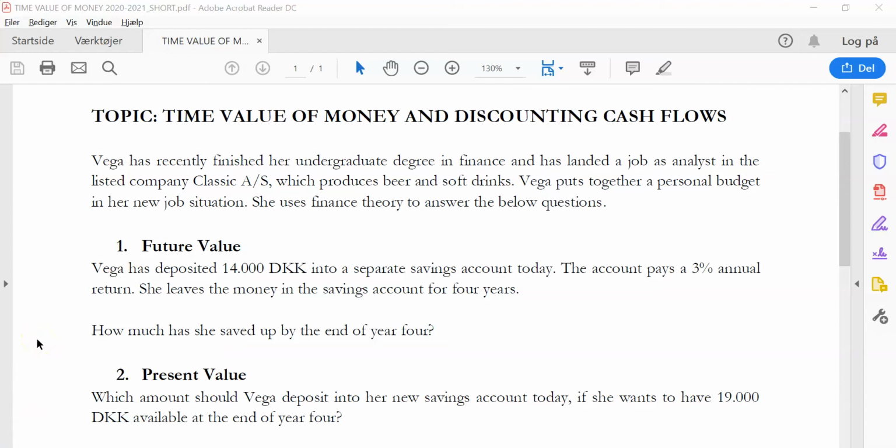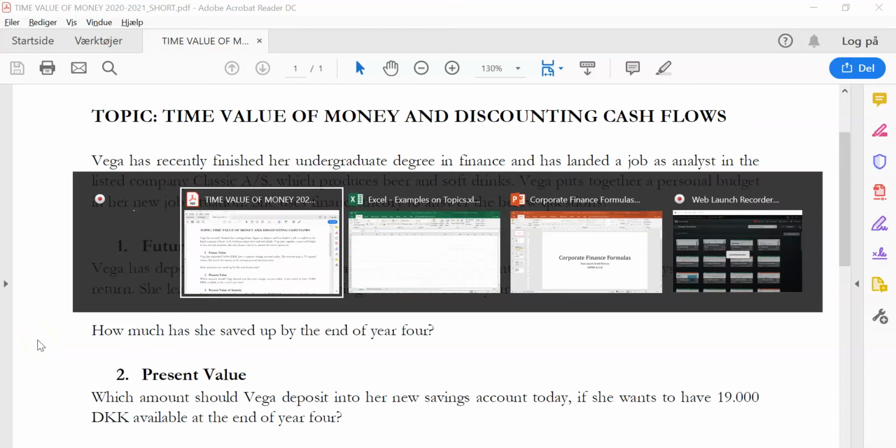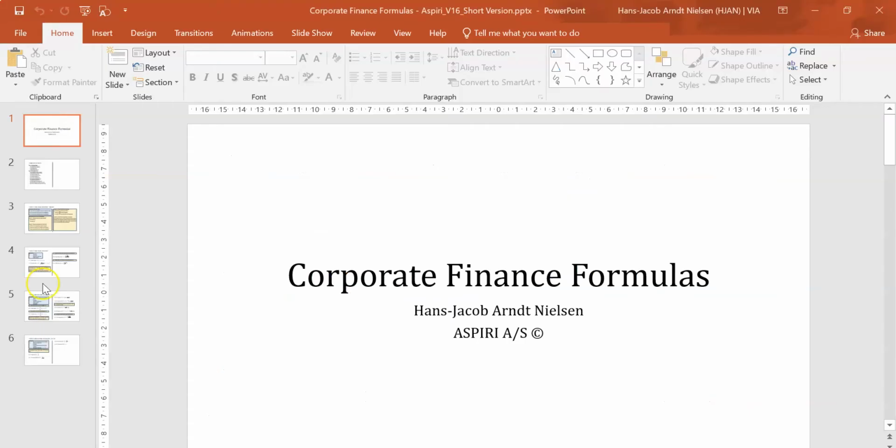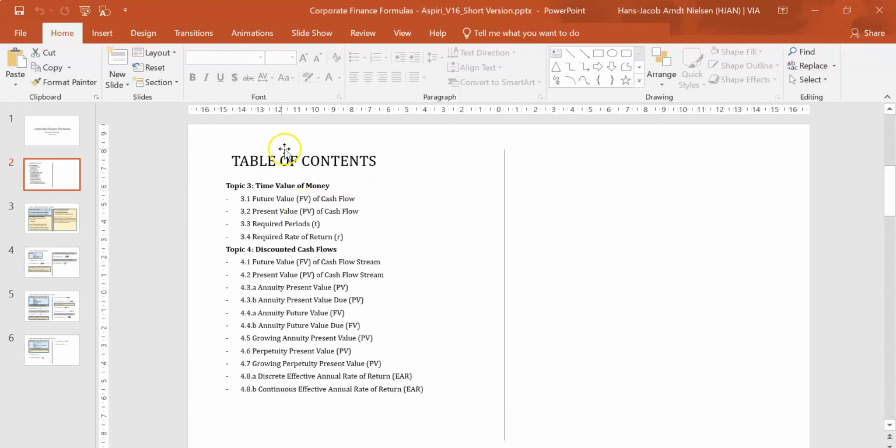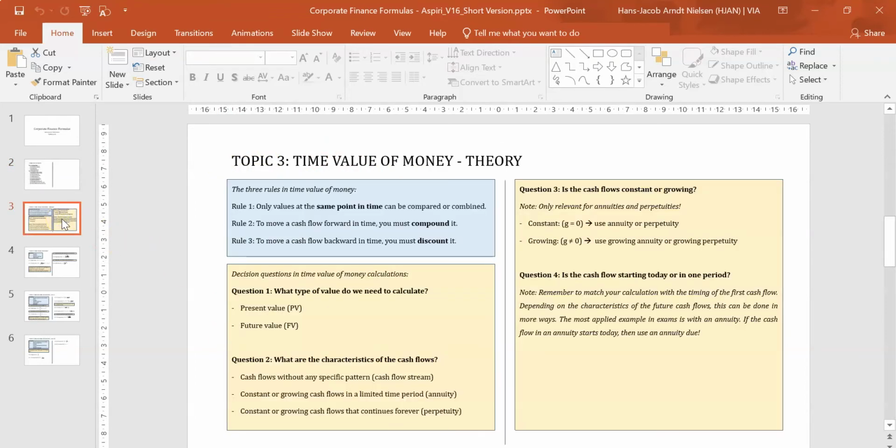Before we dig into the assignments, we will just talk a little bit about some theory. So for this specific assignment, you can see what kind of formulas we will apply from the formula collection. But let's first talk a little bit about the theory.